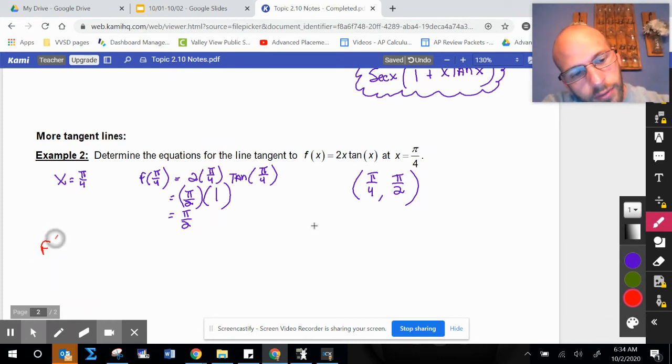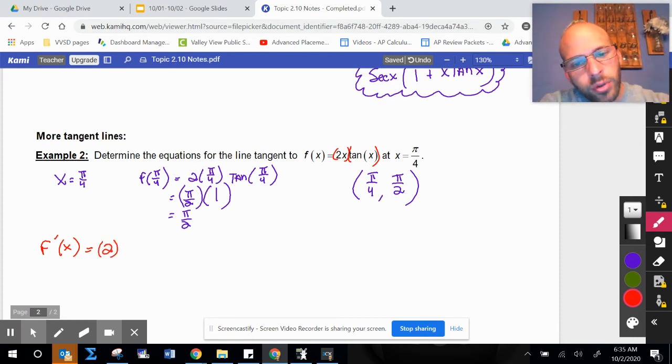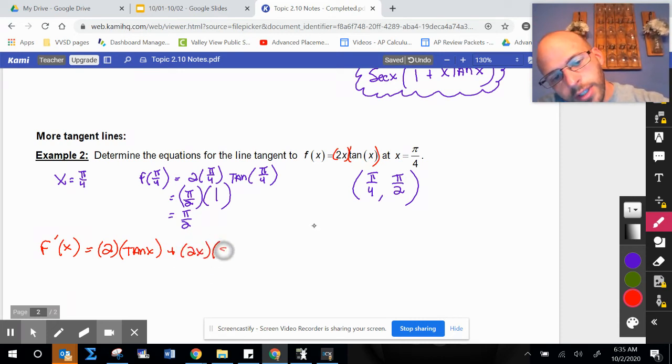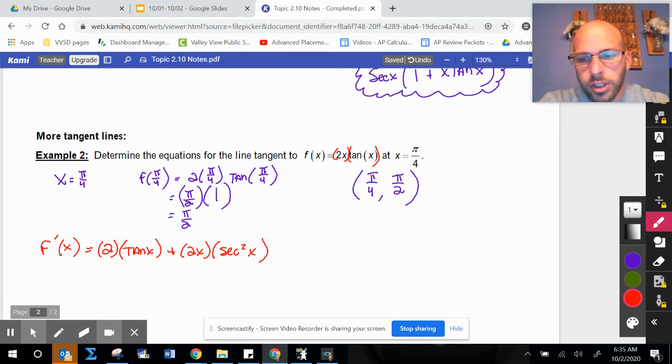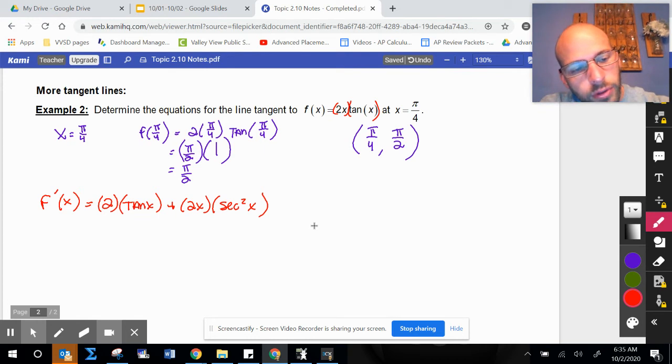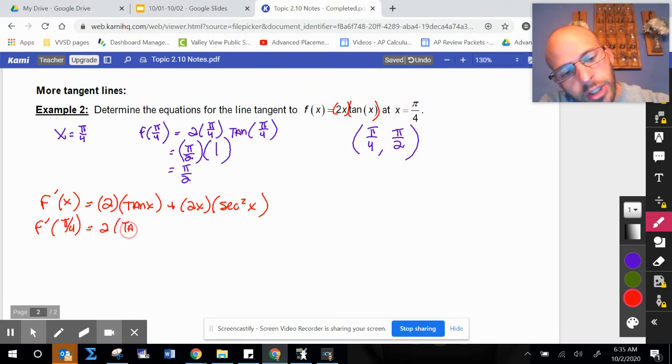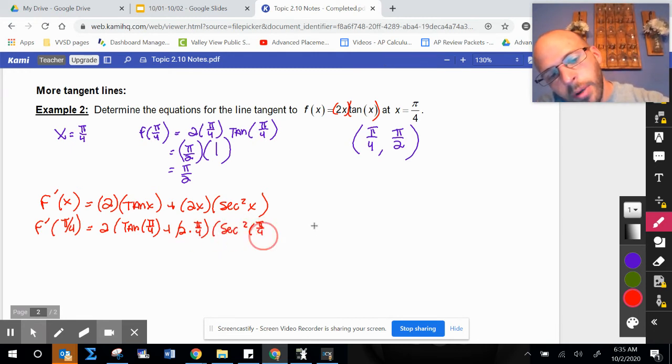So I'm going to take the derivative of f of x, which if you notice, I have a product. I have to do product rule. So we're going to take the derivative of the first, the derivative of 2x is 2, and then keep the second. So we don't do anything there. Plus, now keep the first, derivative of the second, the derivative of tangent is secant squared. And now we need to find out what f prime of pi over 4 is. So I have 2 times the tangent of pi over 4 plus 2 times pi over 4 times the secant squared of pi over 4.